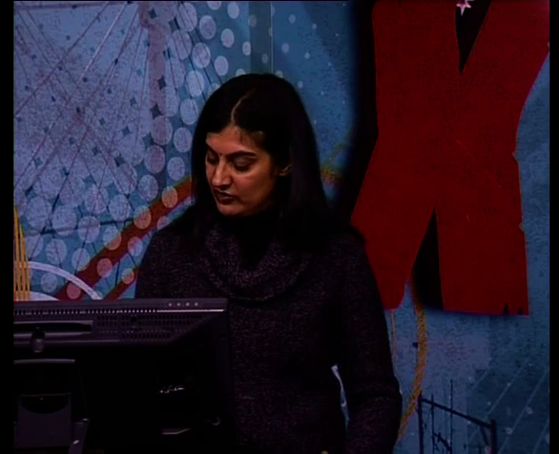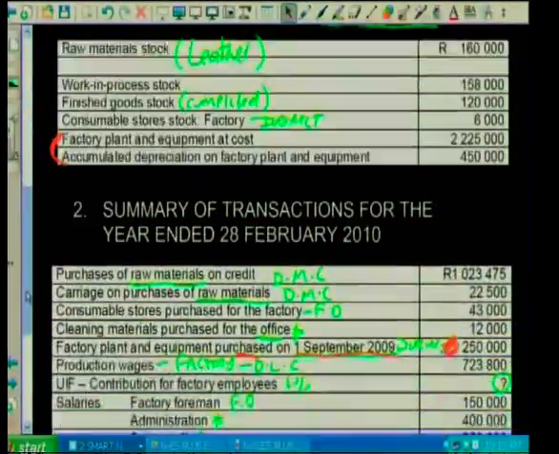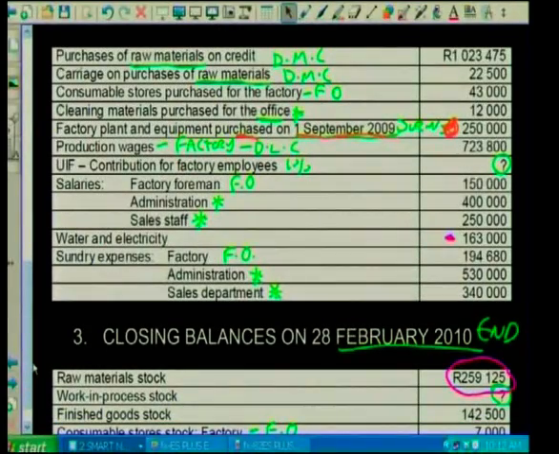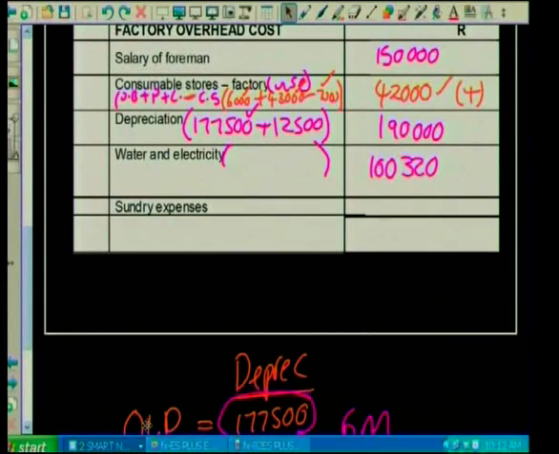Okay, right, very last item that's going to fall under factory overhead cost is my sundry expenses. And I think this was very straightforward. Let's go to your summary of transactions. You've got sundry expenses for the factory, an amount of 194,680. So this amount here, people, all I'm doing is taking this amount through because there was no adjustment or additional information. So let's take it through. My sundry expenses, an amount of 194,680.